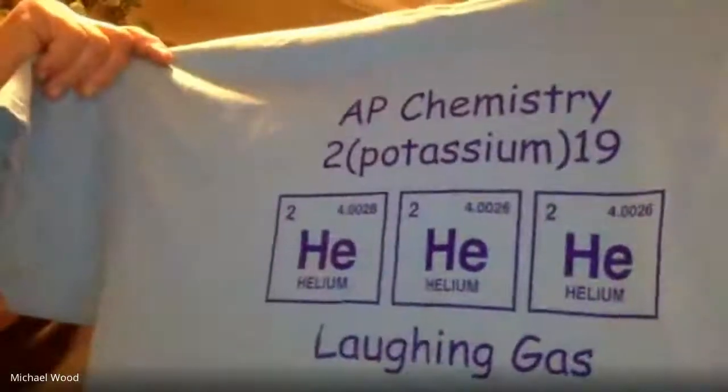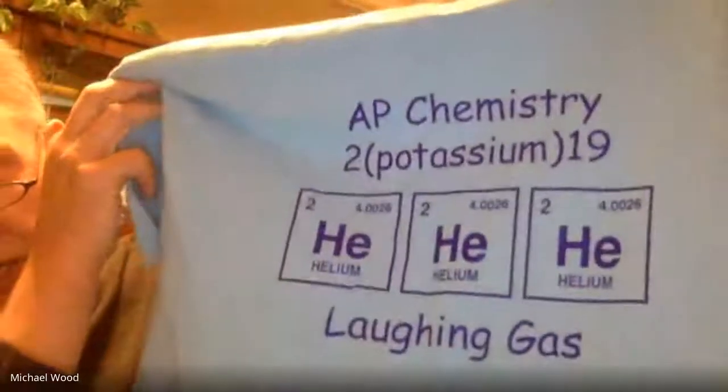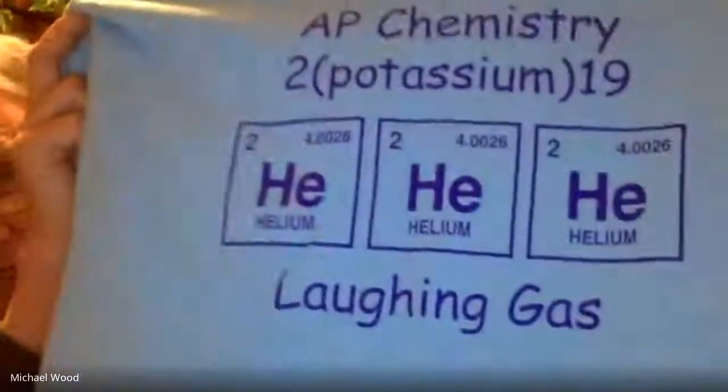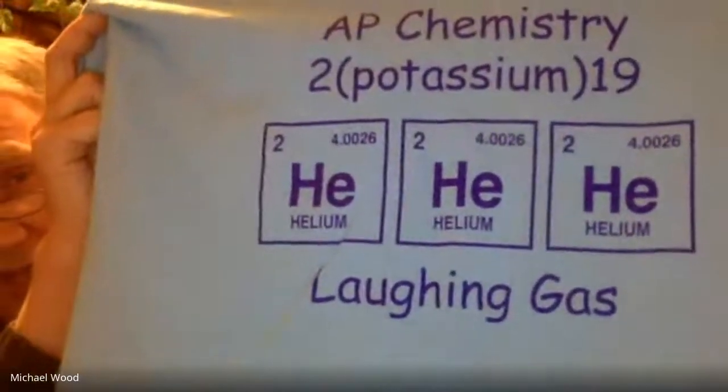Okay, here's the joke. One thing I always do with my AP chemistry students is we make a class T-shirt, and it's based off chemistry. And of course, for me, it's jokes. So here was the year, and you can see AP chemistry. You can figure out 2 potassium 19. Do you know what that means? Potassium is K, 2K19. So this was a class of 2019. And you can see the laughing gas. So a good chemistry joke.